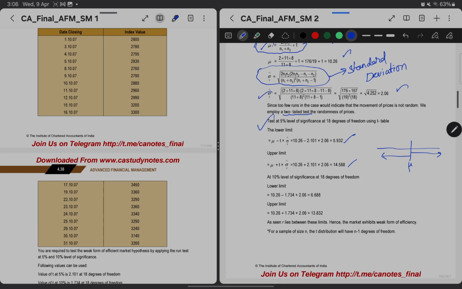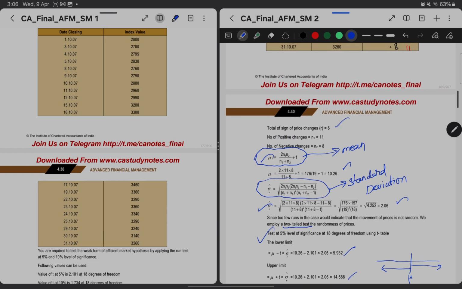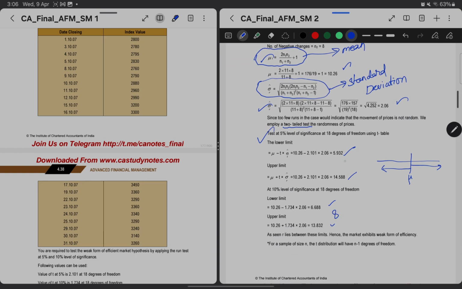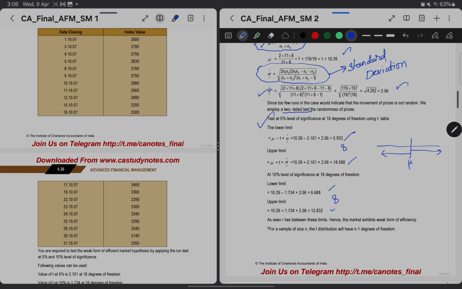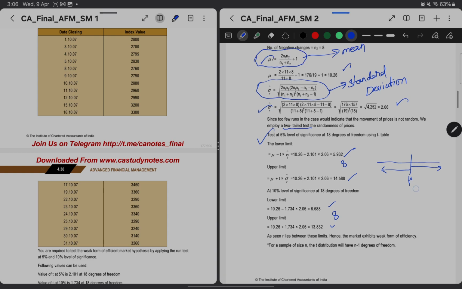The same case goes with the 10 percent level of significance, wherein the lower limit is 6.688 and the upper limit is 13.832. Even here, the runs which we calculated, 8, are within this limit. Thus the market reflects a weak form of efficiency. As seen, R, which is 8 in our case, lies between these limits. Hence the market exhibits weak form of efficiency. Thank you.